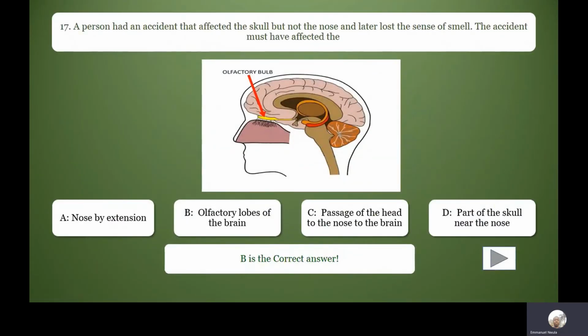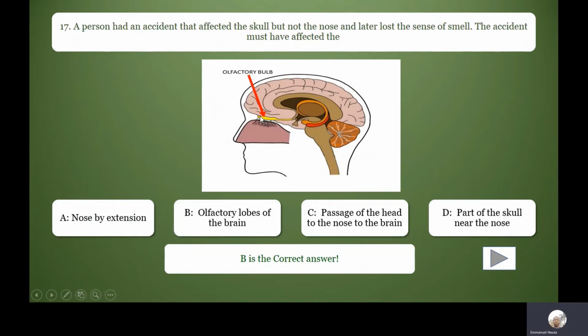A person had an accident that affected the skull but not the nose, and later lost the sense of smell. The accident must have affected the olfactory lobes of the brain.